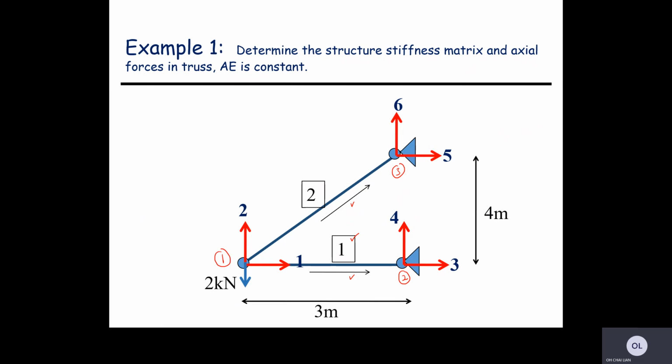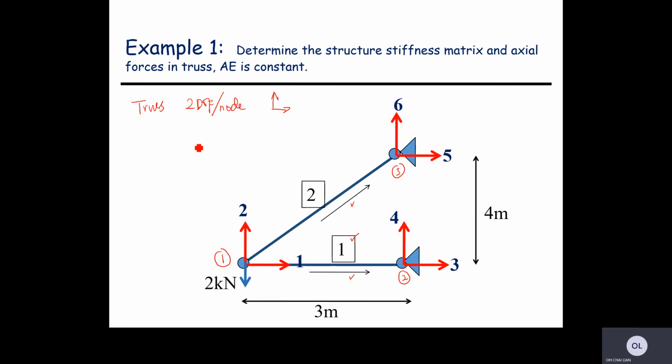Next we will need to draw the DOF. You need to remember that in a truss there are 2 DOF per knot. The DOF will be in translation, so horizontal and also vertical. Therefore you need to put these DOF at each knot. Here the total DOF in this structure is 6 because there are 3 knots. Now we need to number the DOF.